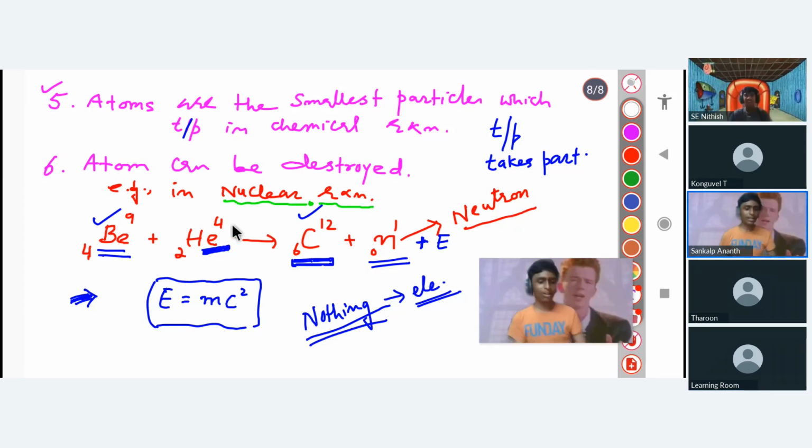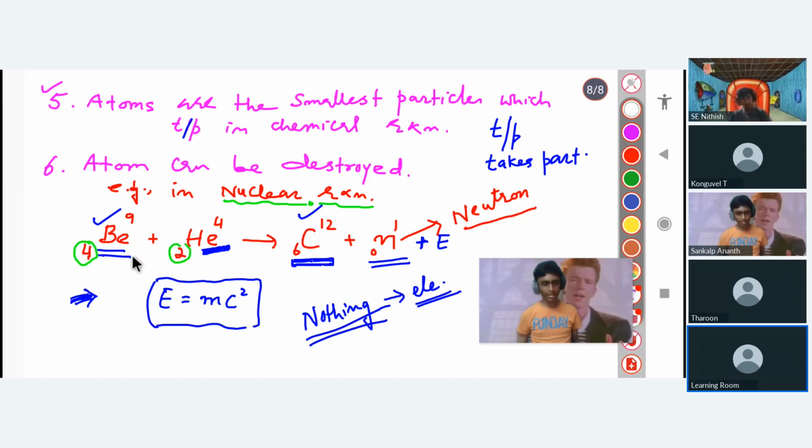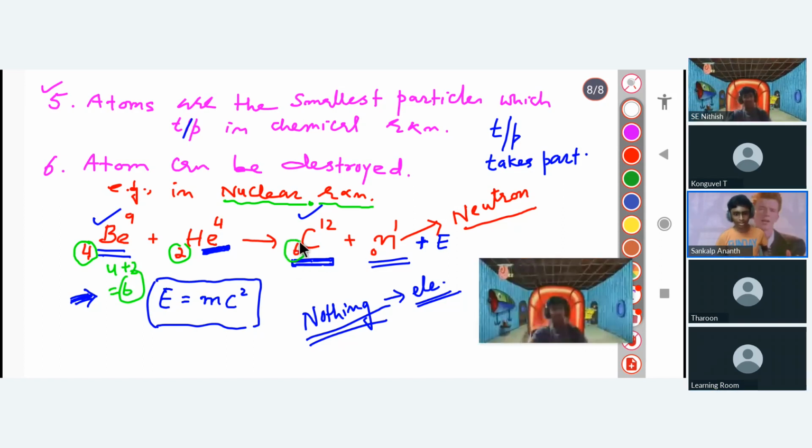Because the mass values and the atomic numbers, when you add up, you'll get carbon and one neutron. Exactly. See how to balance this. Tell me what is the atomic number here? It is 4, right? And here the atomic number is 2. 4 plus 2, that is how much? That is 6. Where did that one neutron come from, sir?